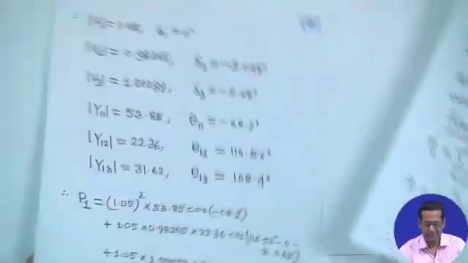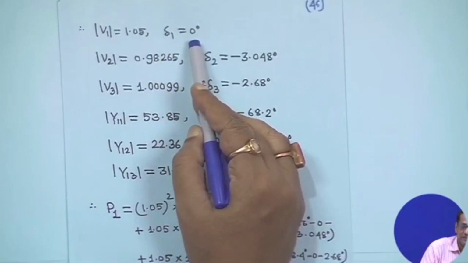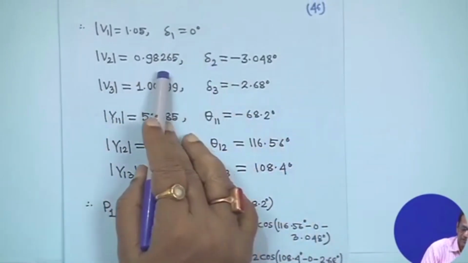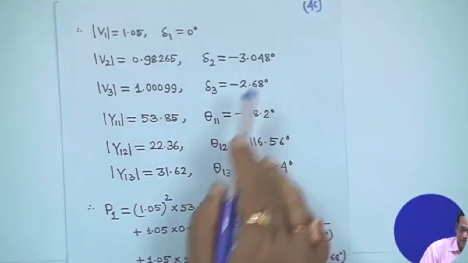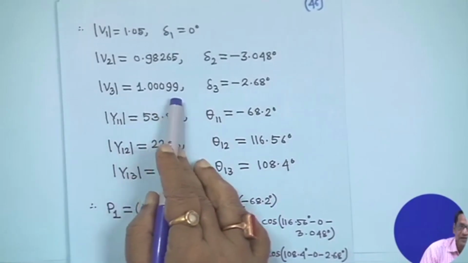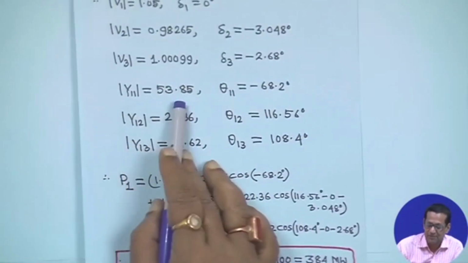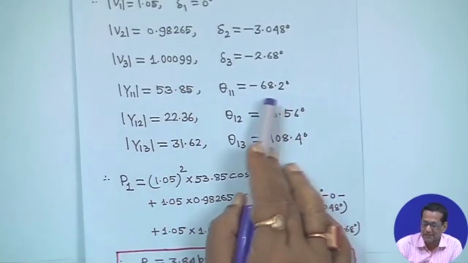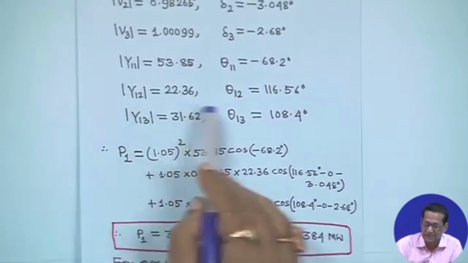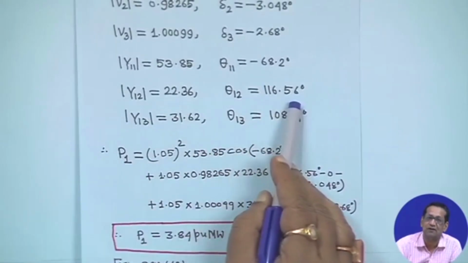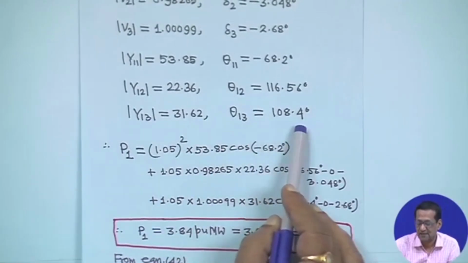In this case, magnitude V1 is 1.05 and delta 1 is 0, that is the slack bus angle, right. Then magnitude V2 we have computed after the second iteration, and I just showed delta 2 is minus 3.048 degrees. Magnitude V3 is 1.0099 and delta 3 is minus 2.68 degrees. Now, capital Y11 is 53.85 and its angle is minus 68.2 degrees, all computed. Capital Y12 is 22.36 and theta 12 is 116.56 degrees. Capital Y13 is 31.62 and theta 13 is 188.4 degrees.